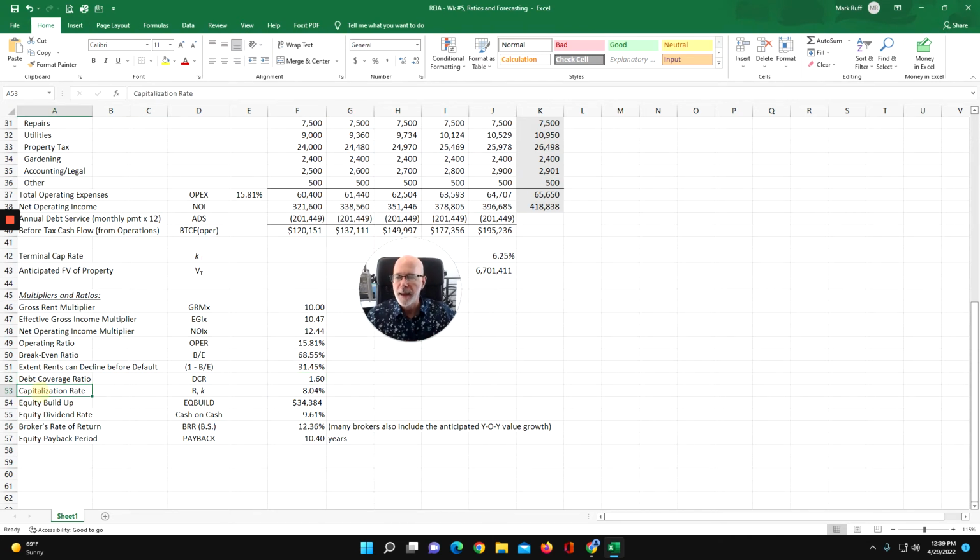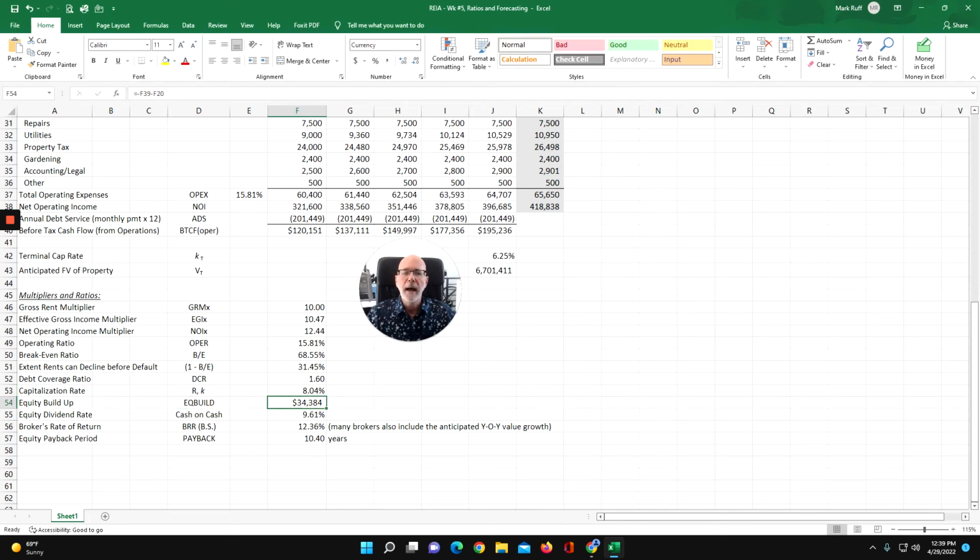Okay, the capitalization rate, you should be able to calculate that blindfolded with one hand tied behind your back. This is often abbreviated, as you already know, by a capital R or a small k. So in this regard, we've got an 8.04 cap rate. That's pretty darn good. If you can find a building with an 8 cap, call me and let's see what we can do.